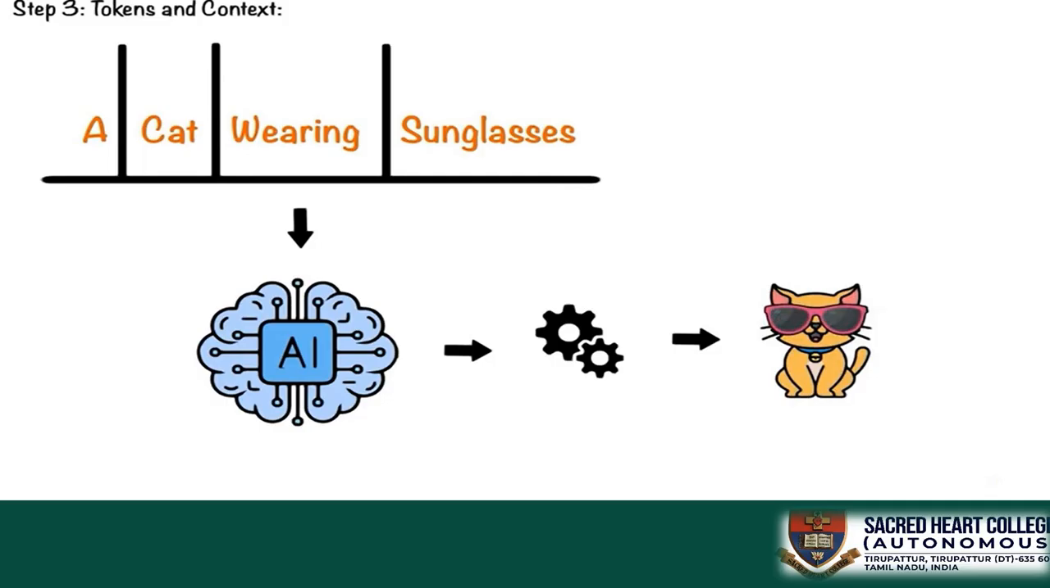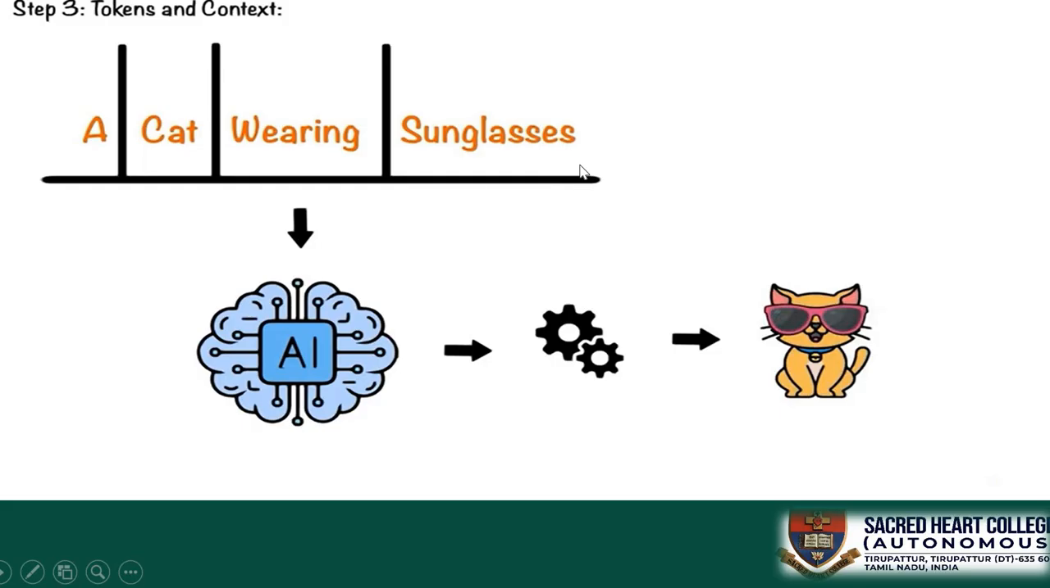Next, what we have is the third step, tokens and context. Here, when you type a text prompt like a cat wearing sunglasses, AI splits it into smaller parts called tokens. In this case, a, cat, wearing, sunglasses. These tokens are processed individually but also in relation with each other. So, understanding the context, AI doesn't just see words, it understands their meaning and relationship. It knows cat is an animal. It understands wearing links cat to sunglasses.